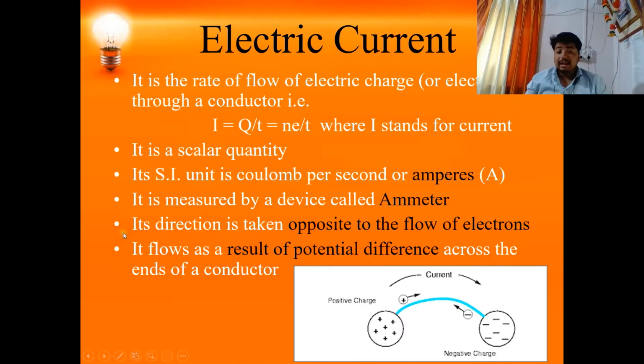Now, electric current actually flows as a result of potential difference across the ends of a conductor. Consider this as a conductor. When I apply a certain potential or voltage across this, there will be current flowing, because I will be applying a net positive charge here and a net negative charge here. Opposite charges attract each other. Hence, the electrons will flow towards the positive terminal of my battery. Hence, the current will flow from the positive terminal to the negative terminal of my battery. That's how it is proved that the direction of flow of current is opposite to the flow of electrons.